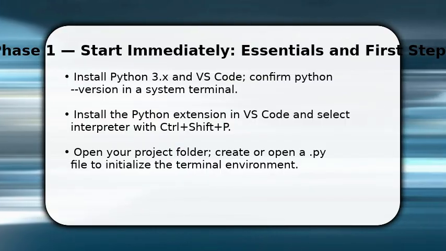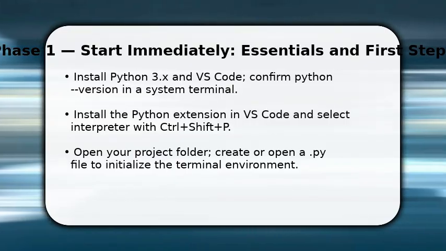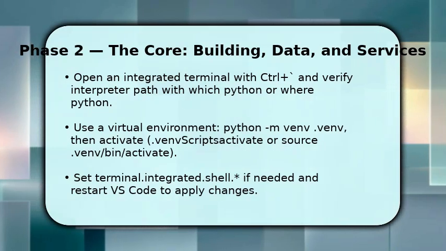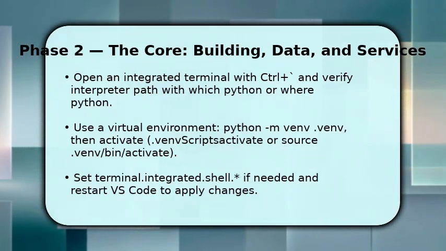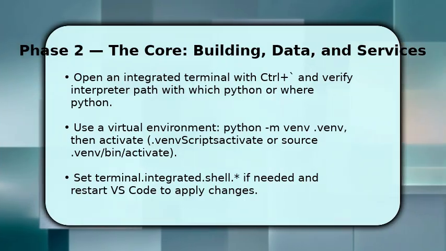Create or open a .py file to activate workspace settings. This step ties the editor, extension, and terminal together, so the rest runs predictably. Now open the integrated terminal with Ctrl+` and immediately verify which Python is active by running which python or where python, so you know what VS Code will execute.